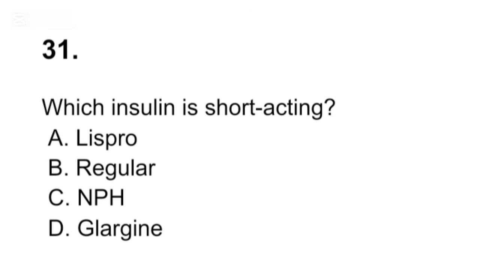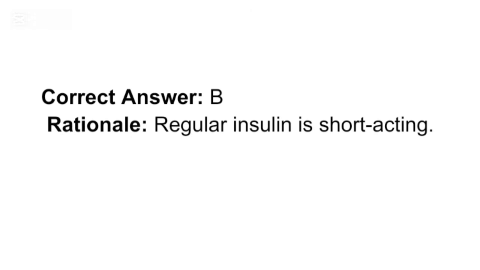31. Which insulin is short-acting? A. Lispro. B. Regular. C. NPH. D. Glargine. Correct answer, B. Rationale: regular insulin is short-acting.